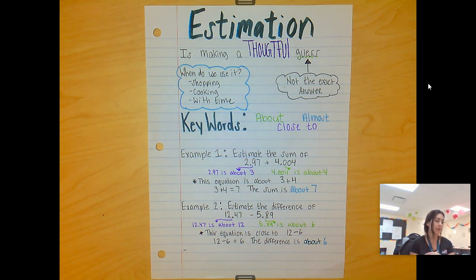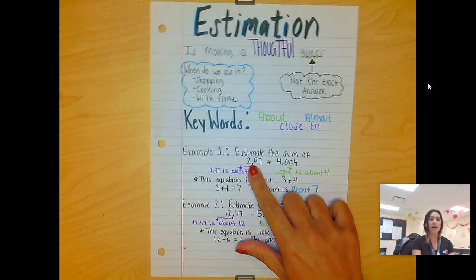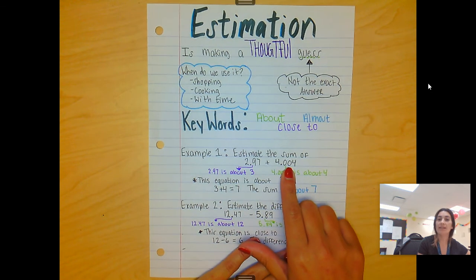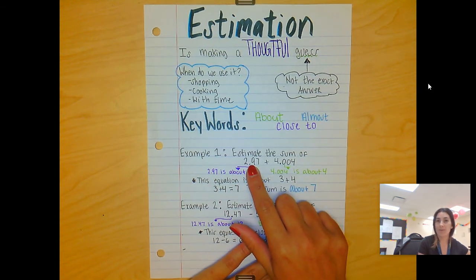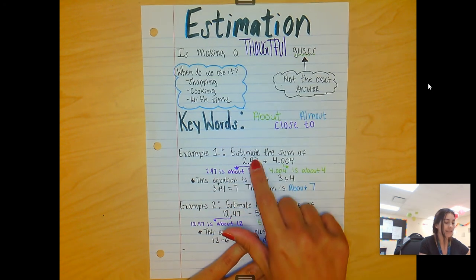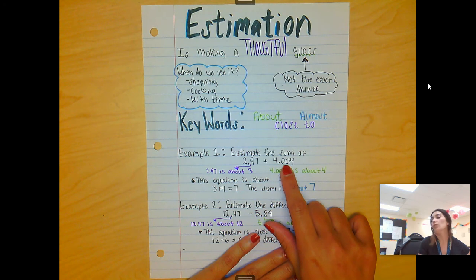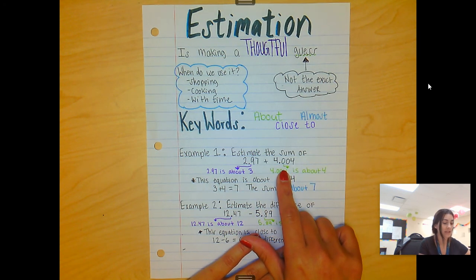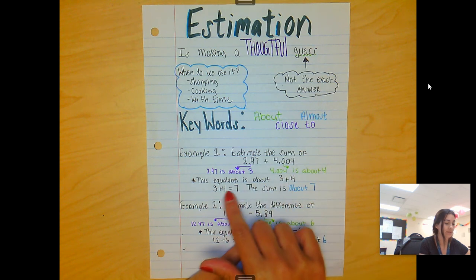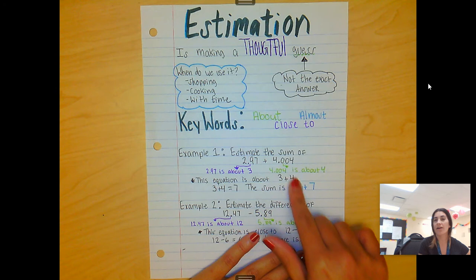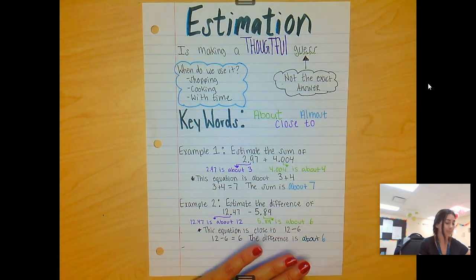For the first example, I went ahead and put estimate the sum of 2 and 9700ths plus 4 and 4 thousandths. We know from rounding from our previous lessons that 2 and 9700ths is really close to the number 3. So we're going to say that this number is about 3, and 4 and 4 thousandths is really close to the number 4. So this equation is very similar to 3 plus 4, which is equal to 7. So we know if we were to add these decimals together, our answer is going to be somewhere around 7.